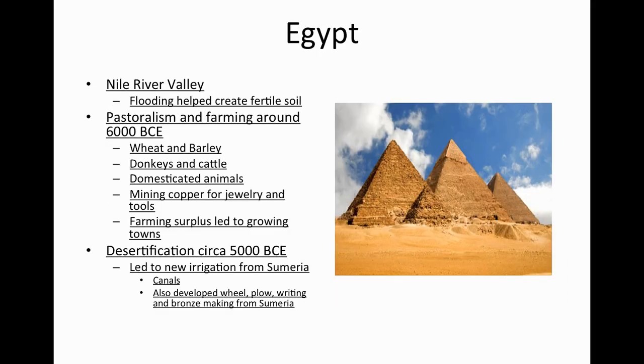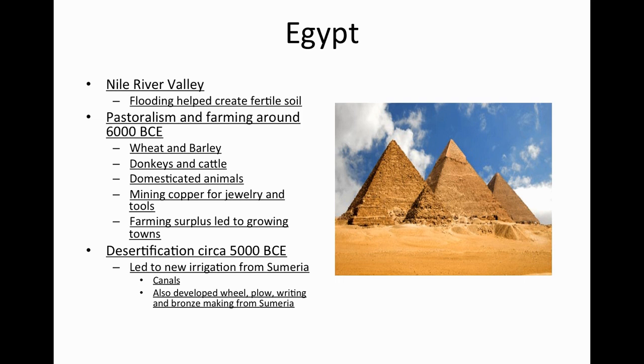All right, Egypt, located on the Nile River Valley. The river is going to give birth to the people in this region, right? It's going to help irrigate their lands, their farm. But the Egyptians were also pastoralist in addition to being sedentary. And we're going to see the Egyptian kingdoms emerge around 6000 BC. What are the products they're going to grow? Wheat and barley. They're going to domesticate donkeys and cattle. They're going to mine for copper used for jewelry and tools. So a very diverse economy.